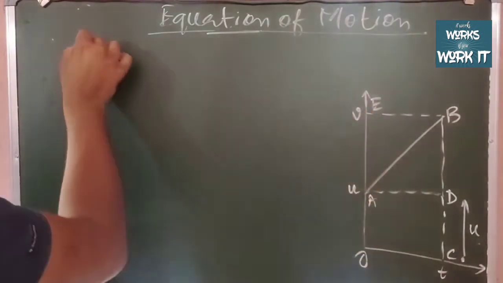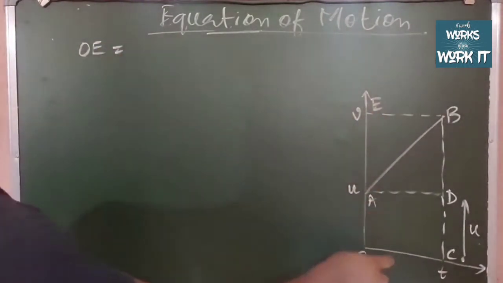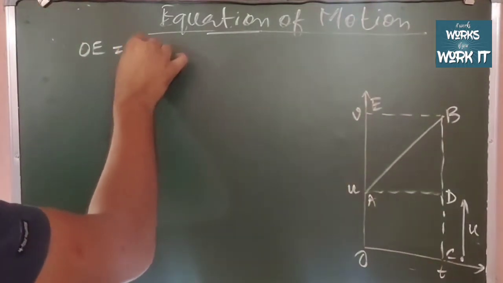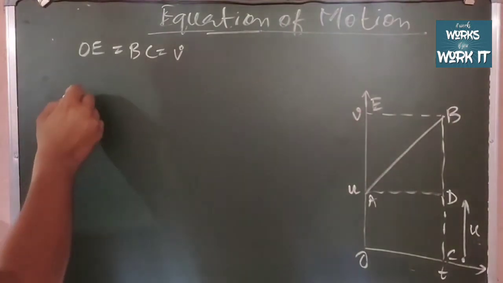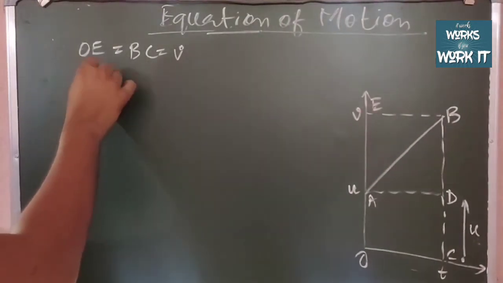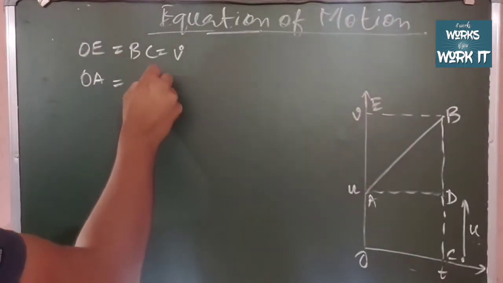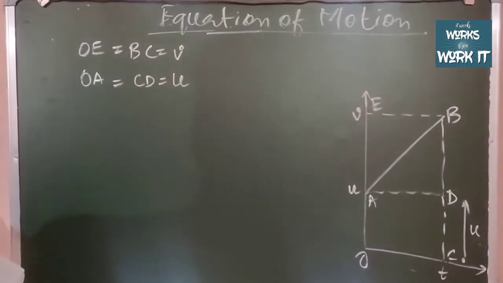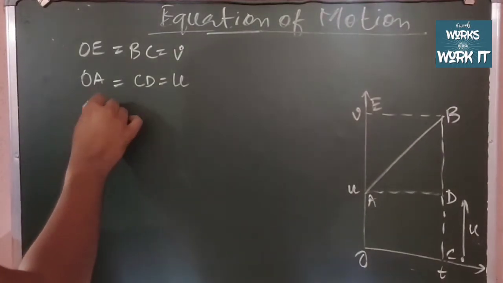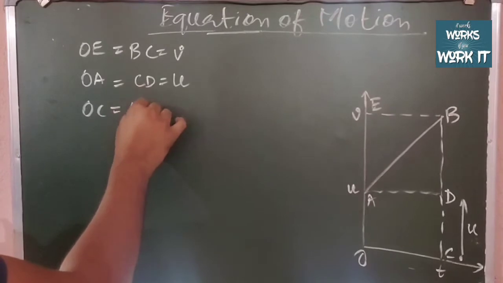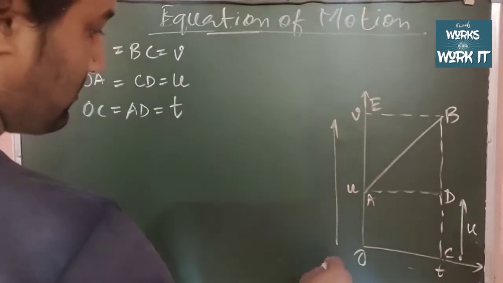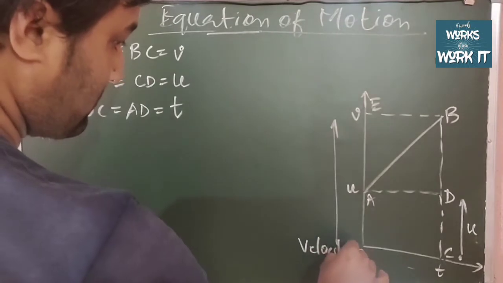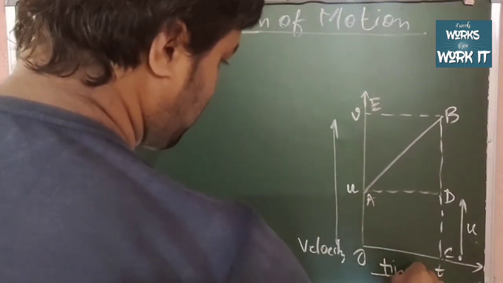Here is the diagram, and from here we can write OE is equal to BC, and both the terms can be written as small v, and that is final velocity. Now we can write OA is equal to CD, and that can be written as small u, that is the initial velocity. So OC is equal to AD. If you see nicely in the graph, it is T. Here this axis is the velocity axis and this one is the time axis.